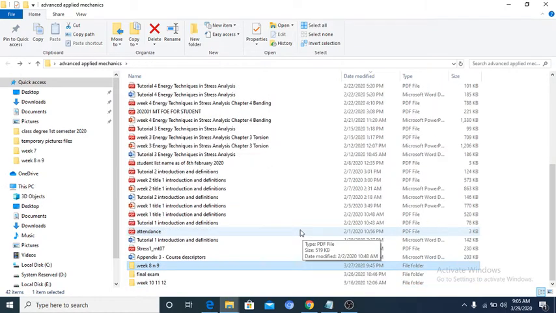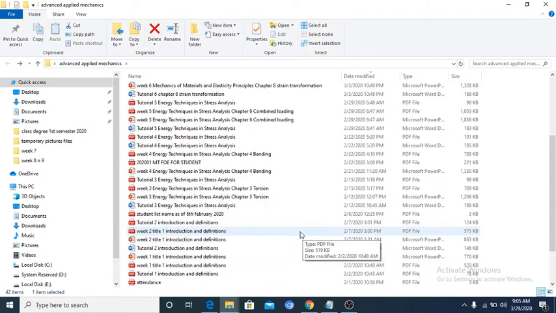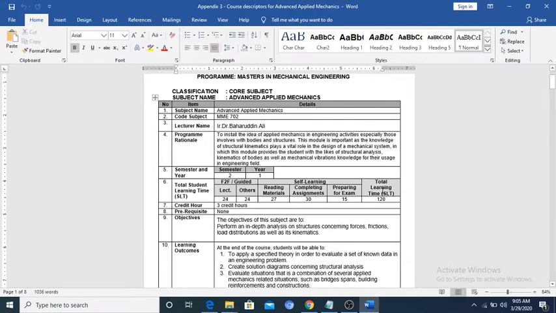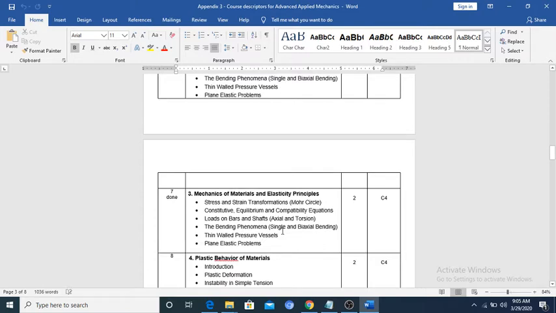So we should have an online class, as instructed by the management. Okay. So what we have covered for our courses, we go through this one. We have covered Topic 3, mechanics of materials, elasticity principle. Now we are going to continue with plastic behavior of materials.